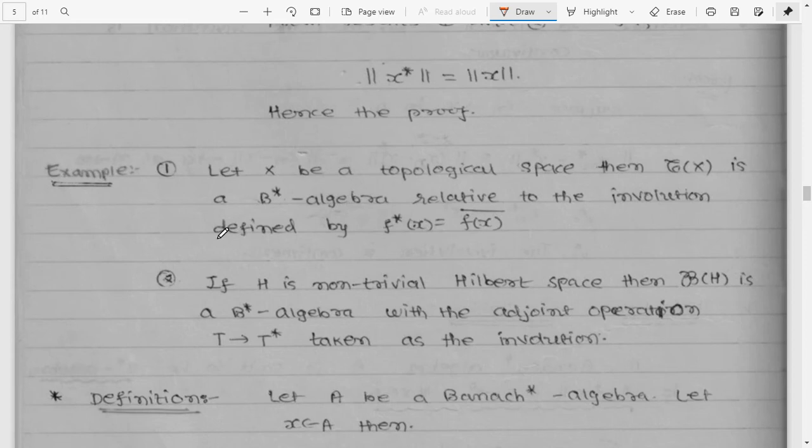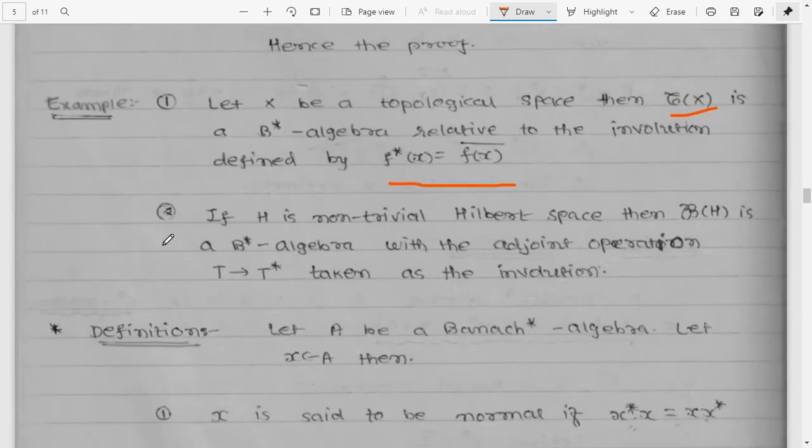Here are given two examples. Let X be a topological space, then script C of X is a B star algebra relative to the involution defined by f star of x is equal to f of x conjugate. Second, if H is a non-trivial Hilbert space, then script B of H is a B star algebra with the adjoint operation T to T star taken as the involution.